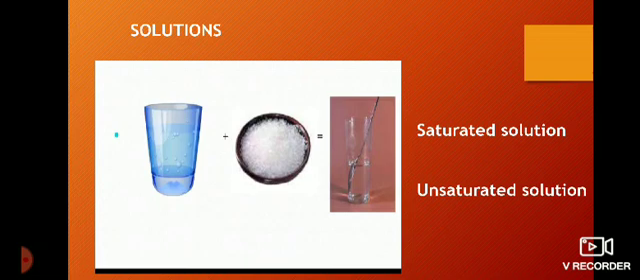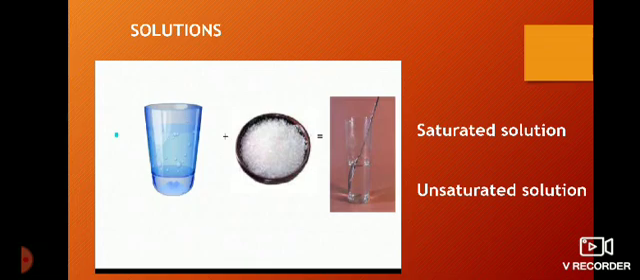In our last class, I told you to do an activity to find out how many spoons of salt you can dissolve in a glass of water. You might have noticed that after a point, you cannot dissolve more salt in it. That solution is called saturated solution. If we can dissolve more substance in a liquid, we call it unsaturated solution, and if we cannot dissolve more substance in a solution, we call it saturated solution.